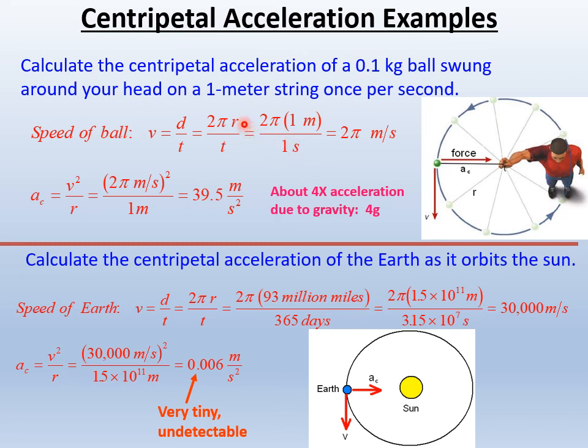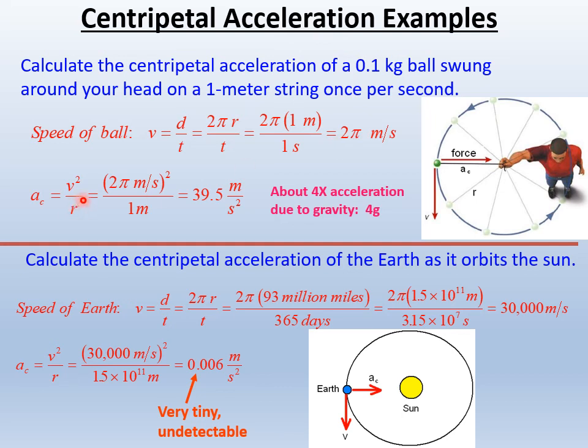Furthermore, the radius of the circle is 1 meter because the string is 1 meter long. So the distance from here to here is 1 meter. So our answer here for speed is 2 pi times 1 divided by 1. Well, that's just 2 pi. So our speed is 2 pi meters per second. That's something like 6.2 meters per second.